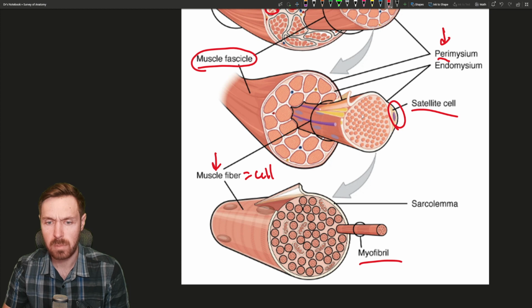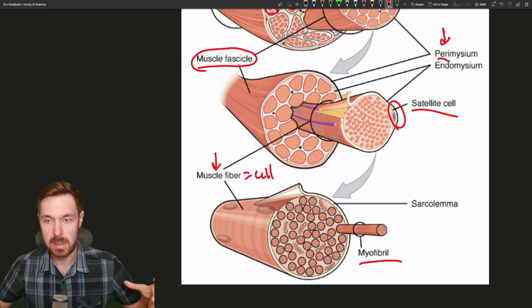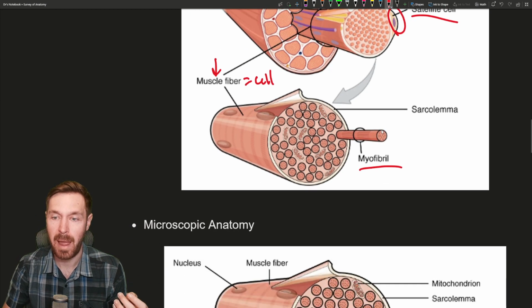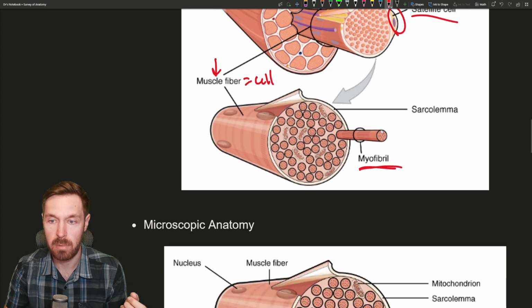When we think of cells, you usually think of a nice little nucleus in the middle and all the organelles. Muscle cells, or muscle fibers, are very different. They're just packed full of these myofibril rods.